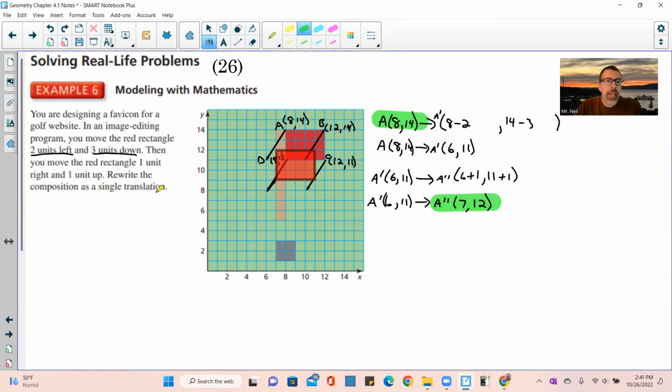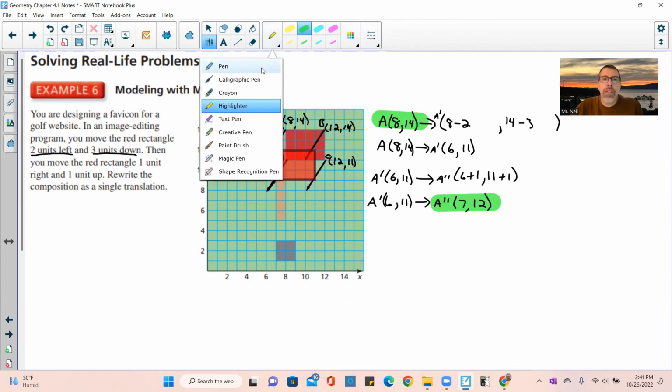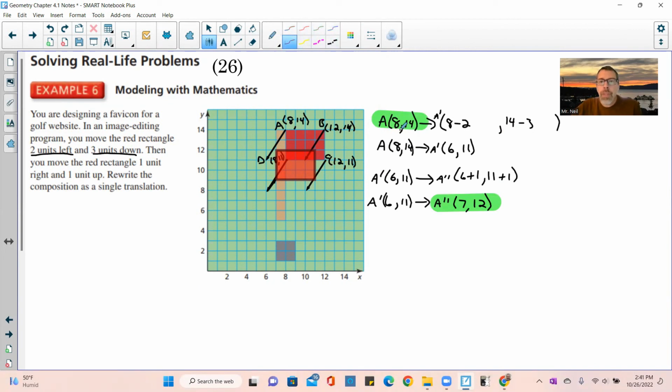So it says rewrite the composition as a single translation. So with one point, if it works for one point, it's going to work for all because it is a rigid motion. So how did I get from A, (8, 14), to A double prime? To get from 8 to 7, I had to subtract 1. And to get from 14 to 12, I had to subtract 2. Okay, so in other words, my new rule is going to be A (x, y) in general is going to become A double prime (x minus 1, y minus 2).